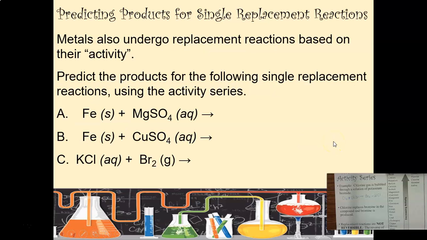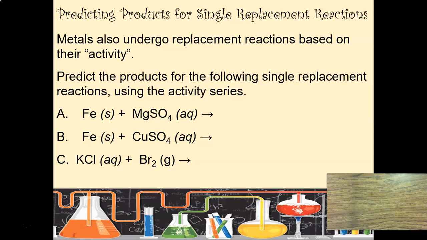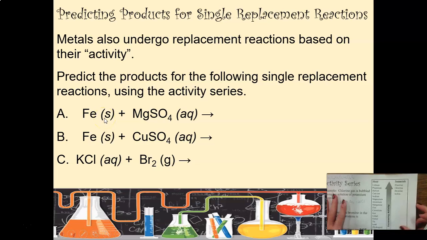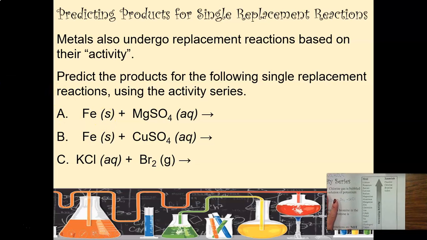Metals undergo replacement reactions based on their activity. So let's predict the products of these reactions. Okay? That first reaction. Here, I'll keep your activity series handy right here. Iron is going to try to replace another metal. What's it going to try to replace? Magnesium. It's going to try to replace magnesium.